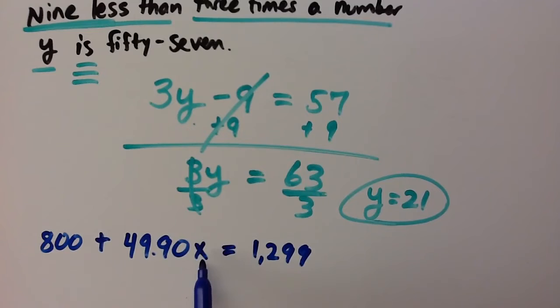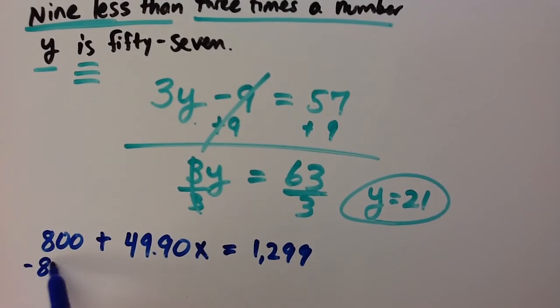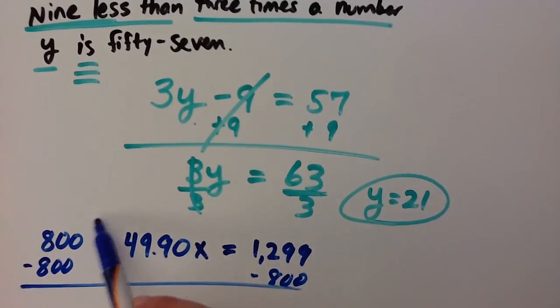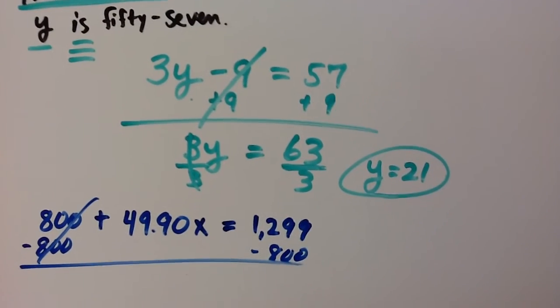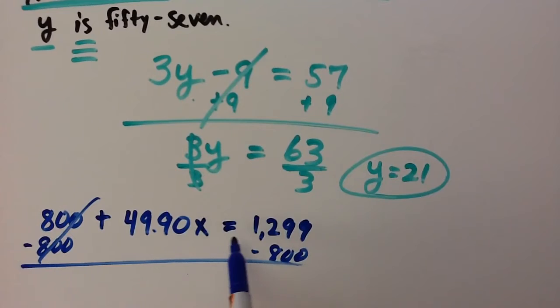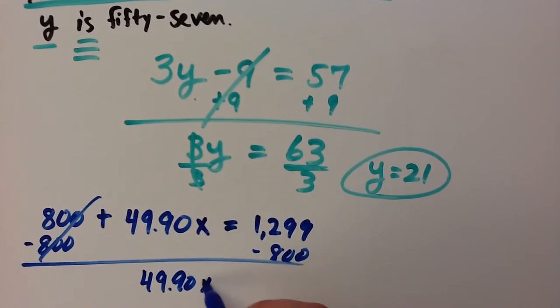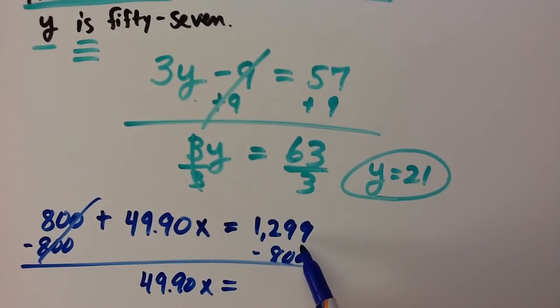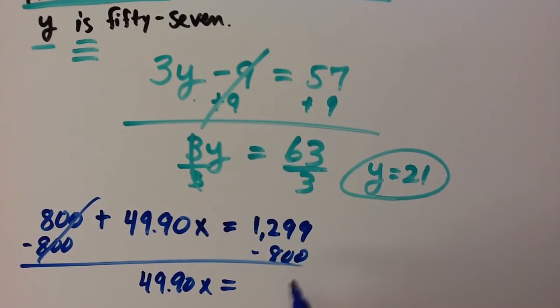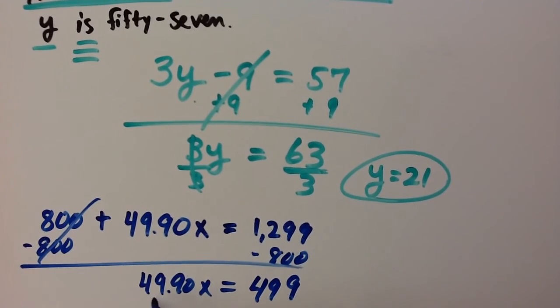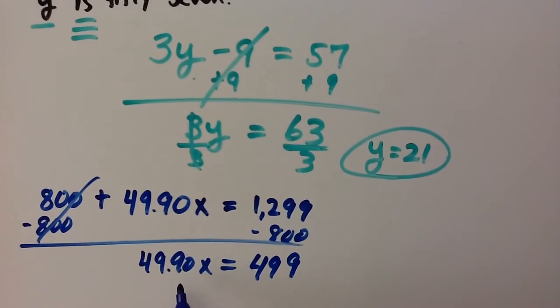My variable x is on the left side. I'm going to move the 800 to the other side by subtracting 800 so that these 800s cancel on the left side. So I'm left with, on the left side of the equation, just this term, 49.90x equals 1,299 minus 800, which is 499. Okay, now here I could divide both sides by 49.90, and that would give me the answer.